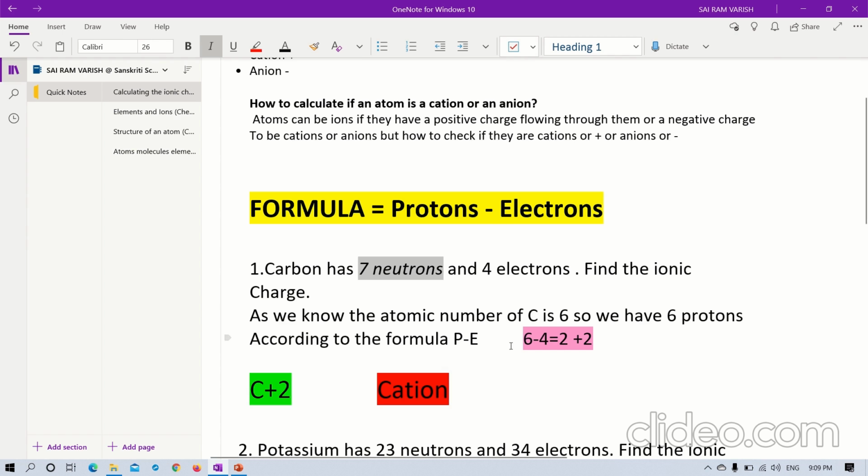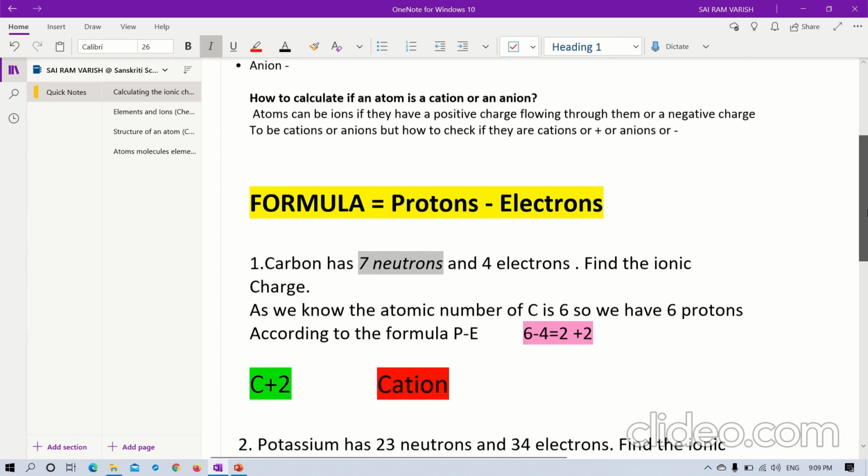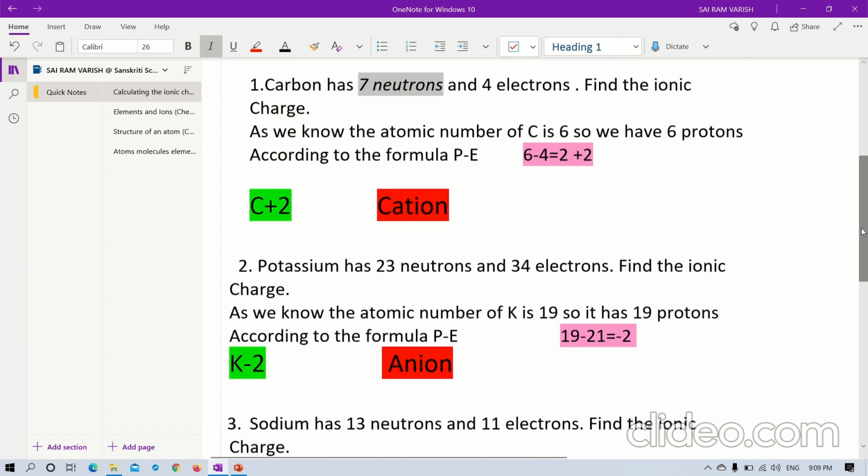Protons minus electrons, 6 minus 4, would be plus 2. Now, the charge of this particular atom would be C with plus 2, and it's compulsorily an ion, and it's a cation, as it's plus 2, it's positive. Now, next question. Potassium has 23 neutrons.